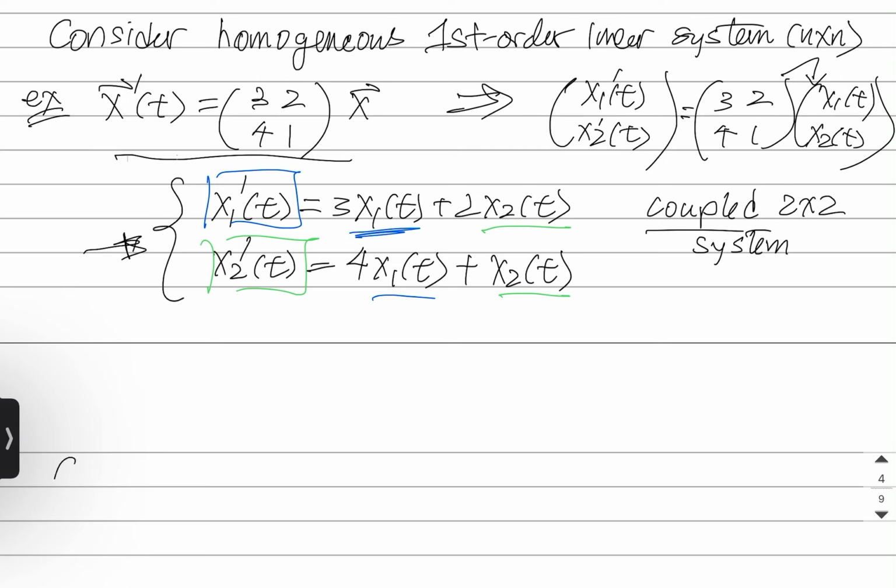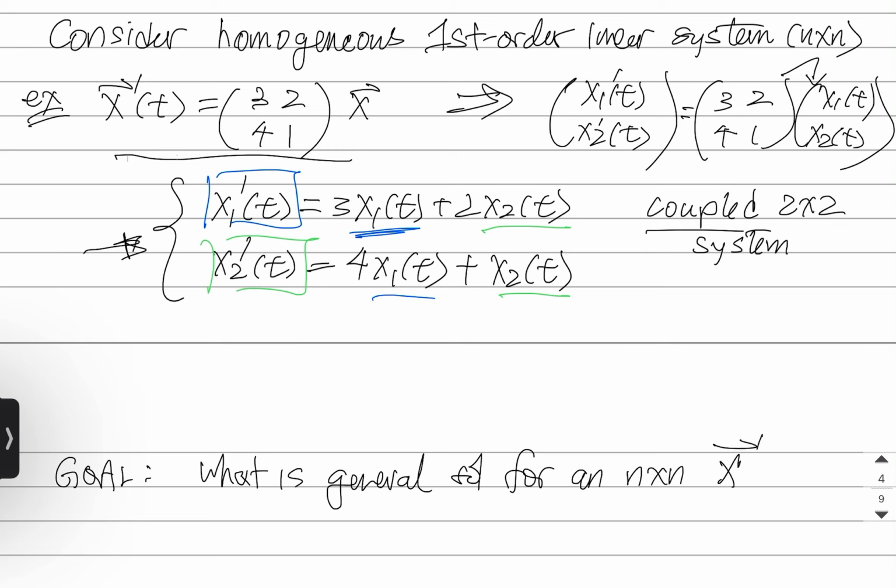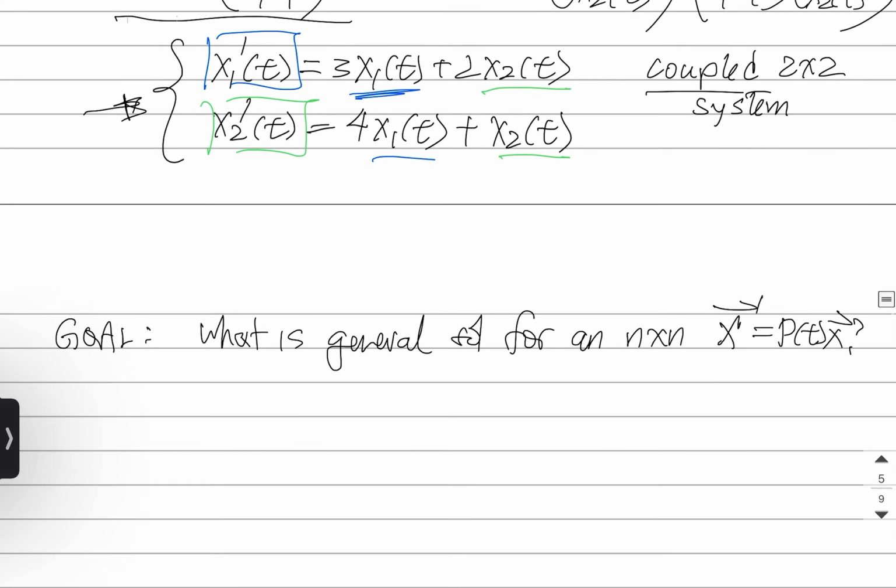Now, our goal here is to say, what is the general solution for an n by n homogeneous linear system? I want to know every possible answer. Now, this is going to follow from ideas developed in linear algebra. If I take a homogeneous first order linear system, I can rewrite it in this way.